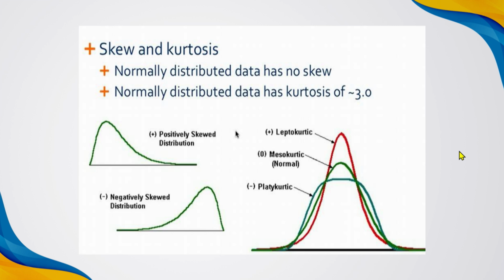Then skewness and kurtosis. If you look at this figure, the first curve is an example of a positively skewed distribution. The second curve is an example of a negatively skewed distribution. The third curve represents three types of kurtosis: leptokurtic, mesokurtic and platykurtic. So, we conclude normally distributed data has no skew, and normally distributed data has a kurtosis of approximately 3.0.